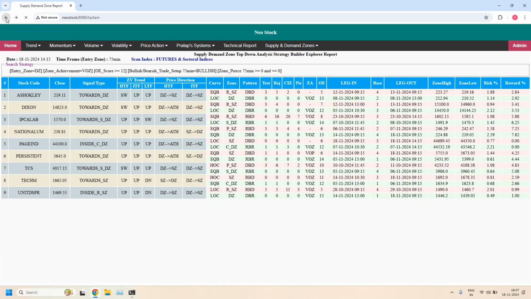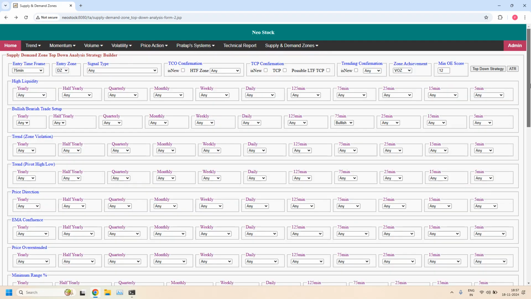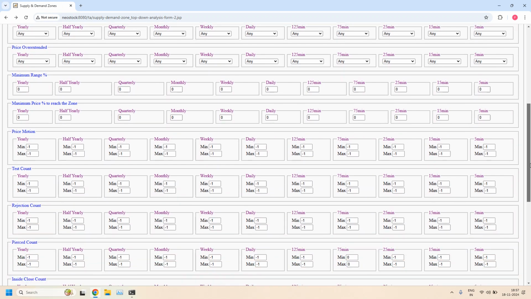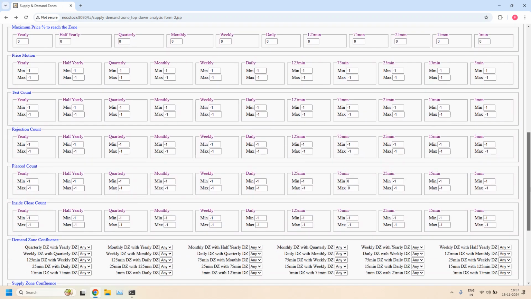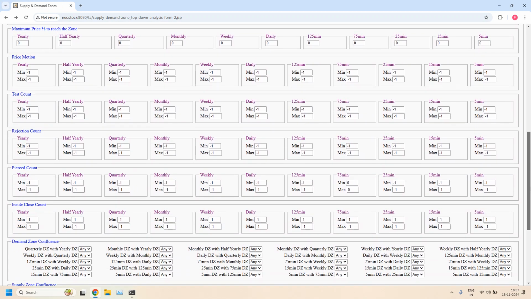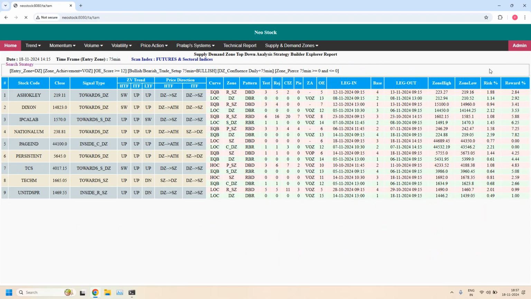So let's go back and add LTF and ITF demand zone confluence. LTF is 75 minutes and ITF is daily. So 75 minutes demand zone with daily demand zone confluence filter is enabled. With this filter, we got 9 stocks.